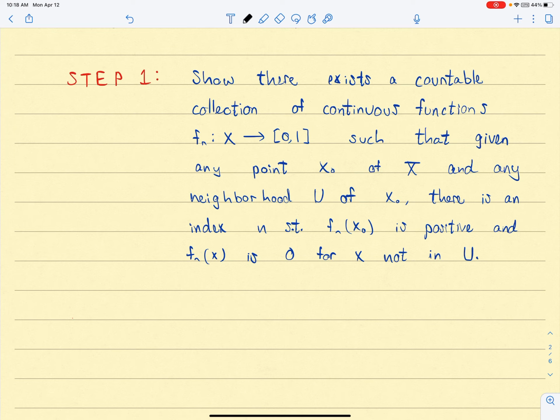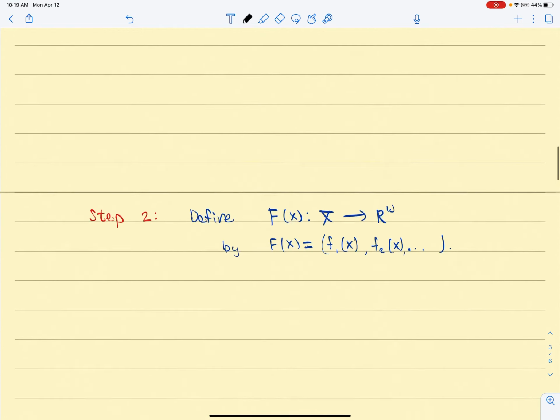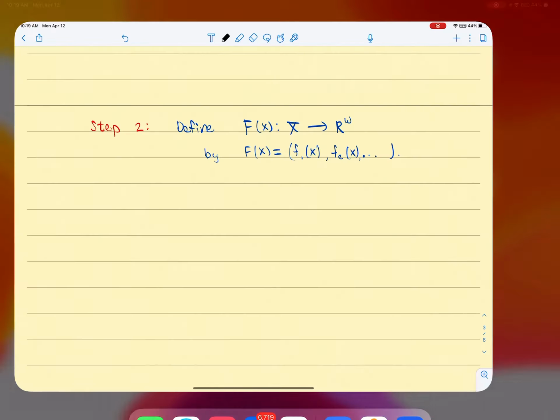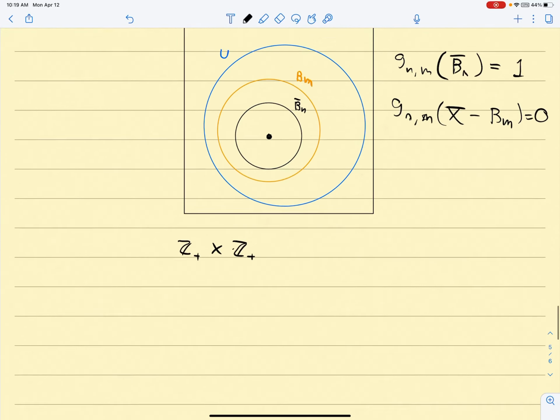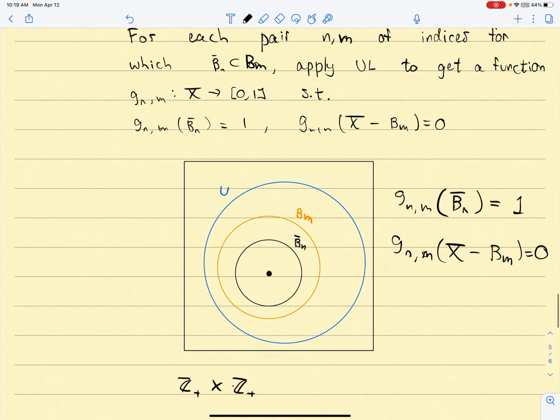from X to the closed interval [0, 1], such that given any point x naught of X and any neighborhood U of x naught, there's an index n such that Fn of x naught is positive and Fn of x is 0 for x outside of U. It vanishes outside of U, the open set U. Okay, that was part one. In the next video, I'm going to go through part two of the proof.